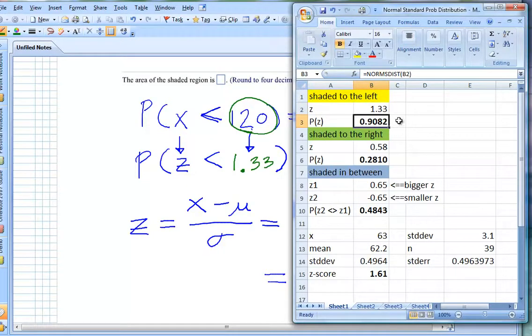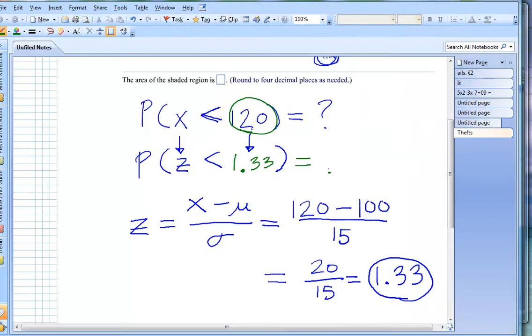If you're using a table and you look up 1.33, you should see that it gives you a probability, an area under the curve to the left, of 0.9082. So this is 0.9082, and that is our final answer.